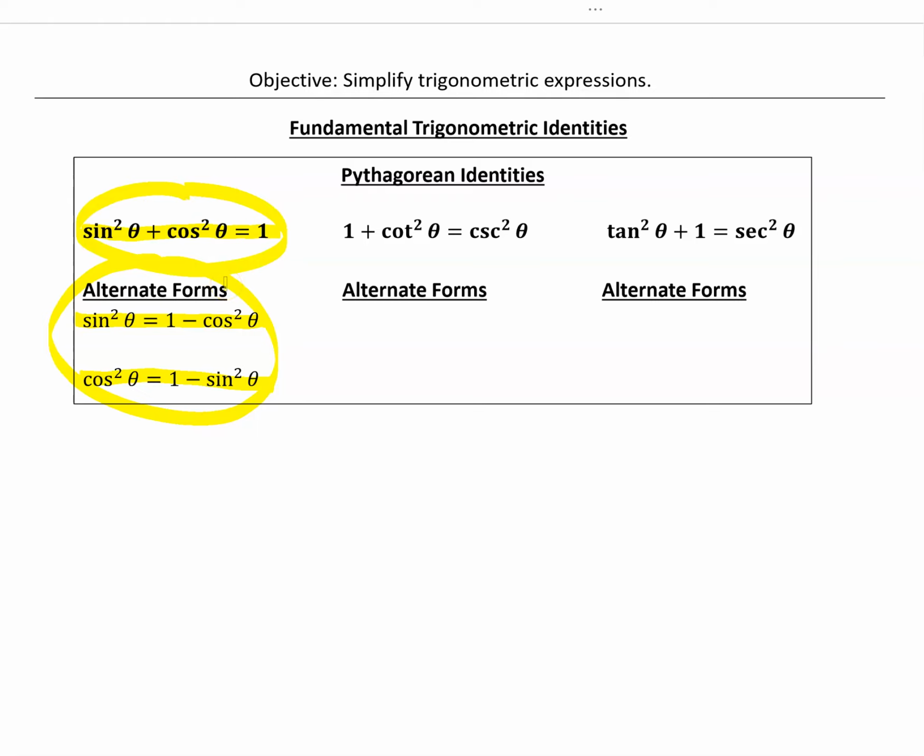They do show up. If you don't have them memorized, then it just requires more work in certain problems. You can get to the end in most cases, but it definitely goes faster when you know the alternate forms.